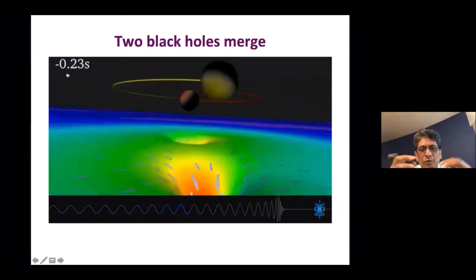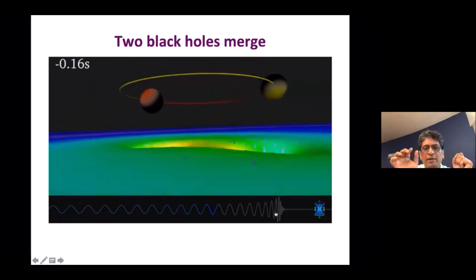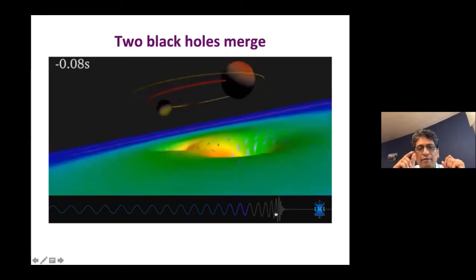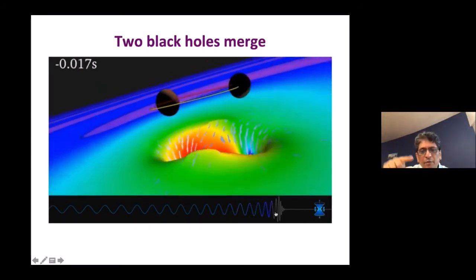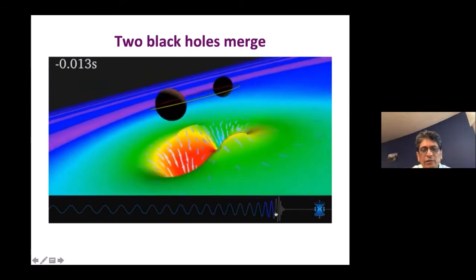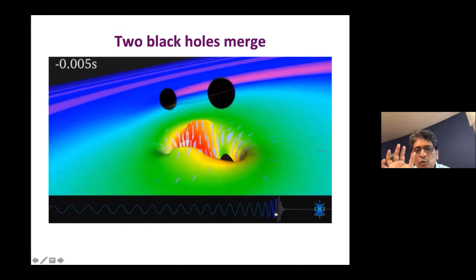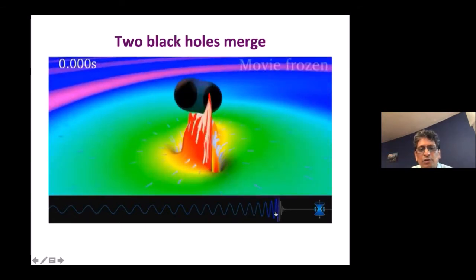And as they come closer and closer, you can see in the bottom panel the frequency of the gravitational wave is increasing. That is a hallmark of gravitational waves: as the things come closer and closer together, the frequency goes up. And this has just been slowed down, the movie, just to show what happens right when the two black holes come very close together.